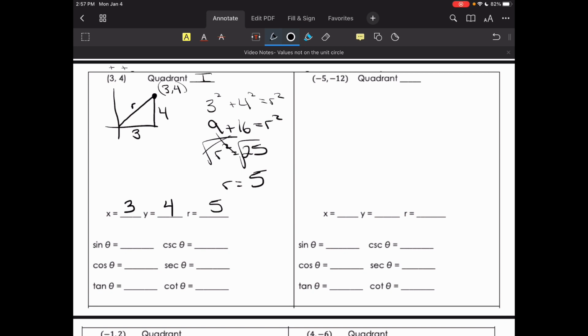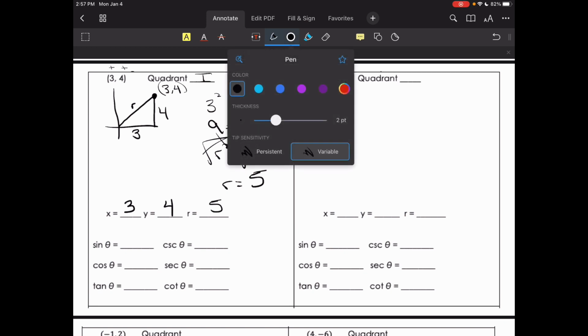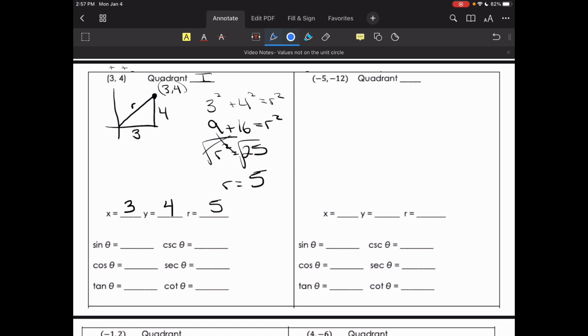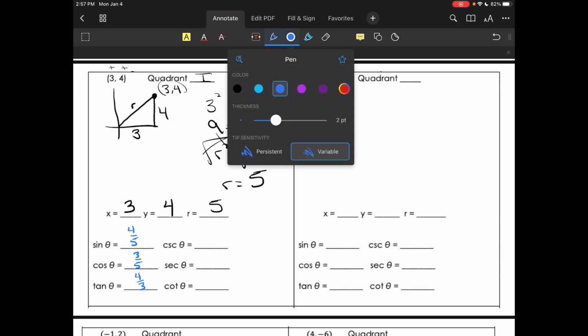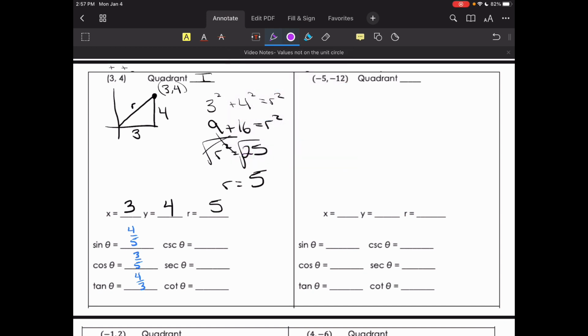So finding my 6 trig functions, I would have sine of theta, which would be y over r, so 4/5. Cosine would be x over r, so 3/5. And then tangent would be y over x, which would give me 4/3. Now the reciprocals: cosecant, flip sine, so I would have 5/4. Secant would be 5/3. And then cotangent would be 3/4.